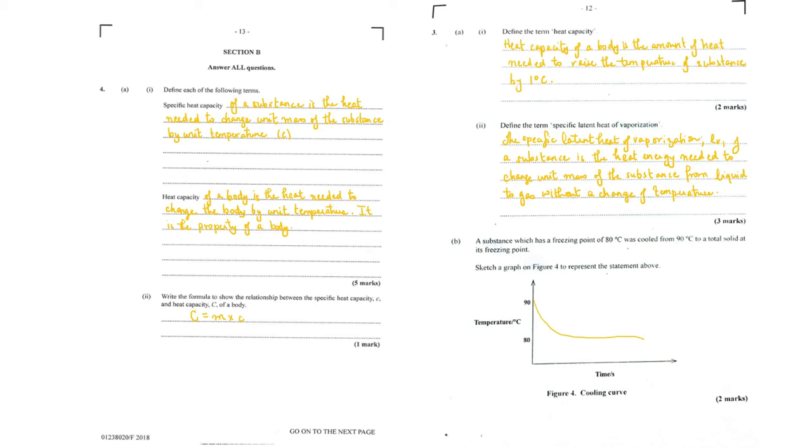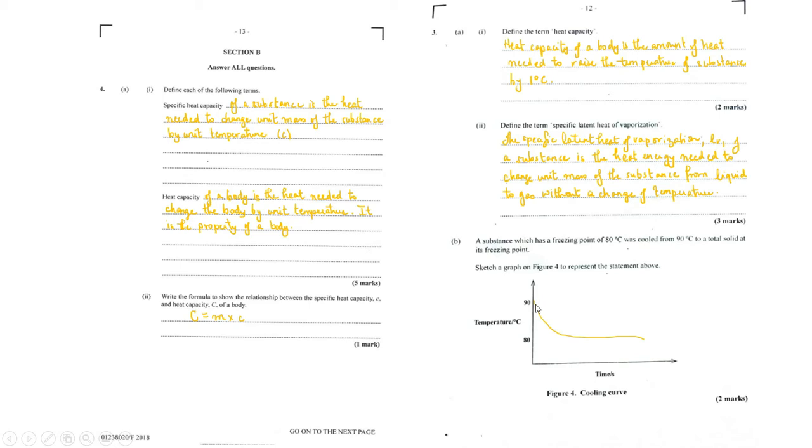All right, so define the term specific latent heat of vaporization. The specific latent heat of vaporization, Lv, of a substance is the heat energy needed to change unit mass of the substance from liquid to gas without a change of temperature. Next, it says a substance which has a freezing point of 80 degrees Celsius was cooled from 90 degrees Celsius to a total solid at its freezing point. Sketch a graph on figure 4 to represent the statement above.